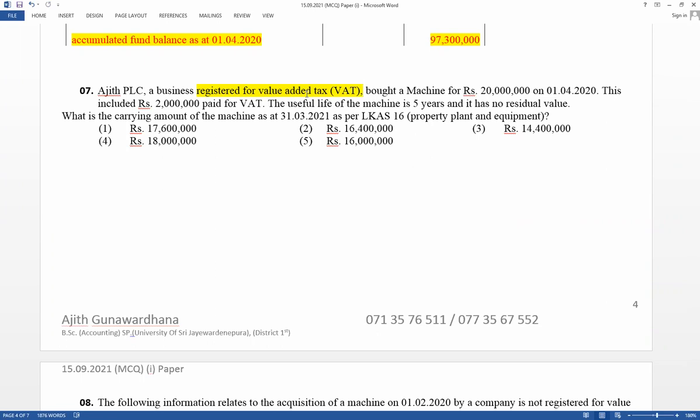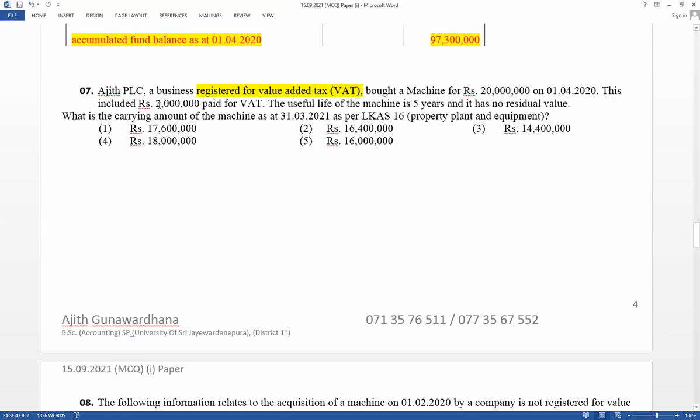But in this example, registered for value added tax. In this situation, VAT value should not be considered as a part of cost value. And brought machine 20 million on 1st April 2020.